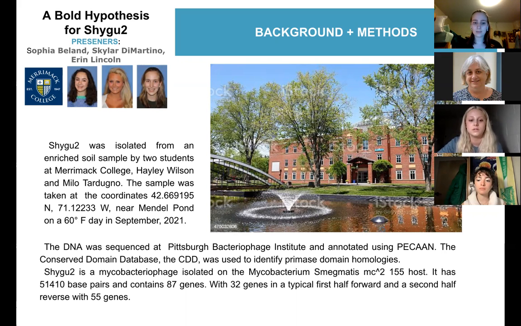The CDD was used to identify primase domain homologies. Shygu2 is a mycobacteriophage isolated on the Mycobacterium smegmatis host. It has 51,410 base pairs and contains 87 genes, with 32 genes in the typical first half forward and the second half reverse with 55 genes.